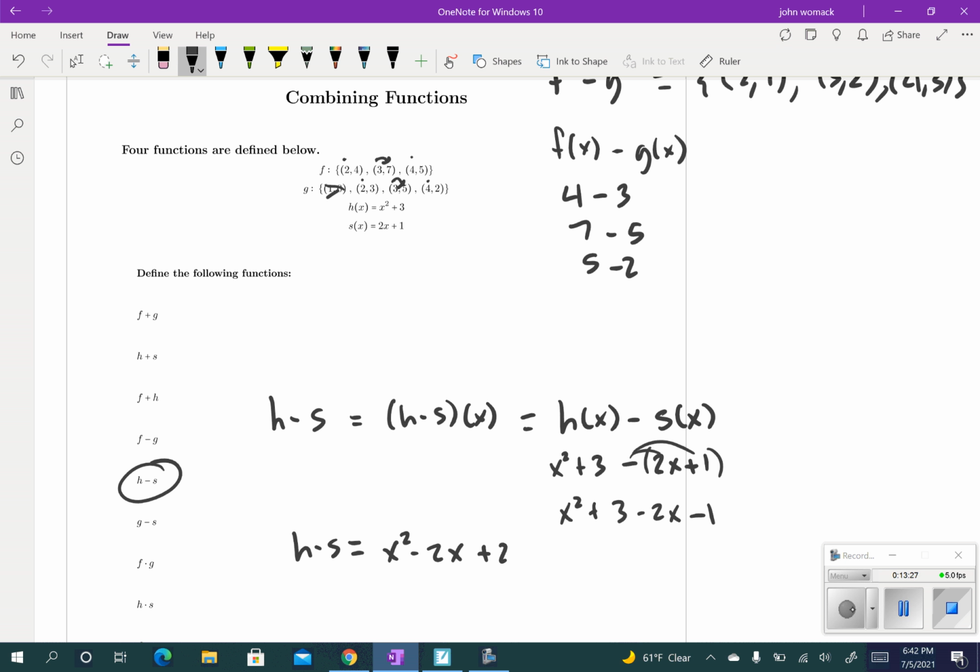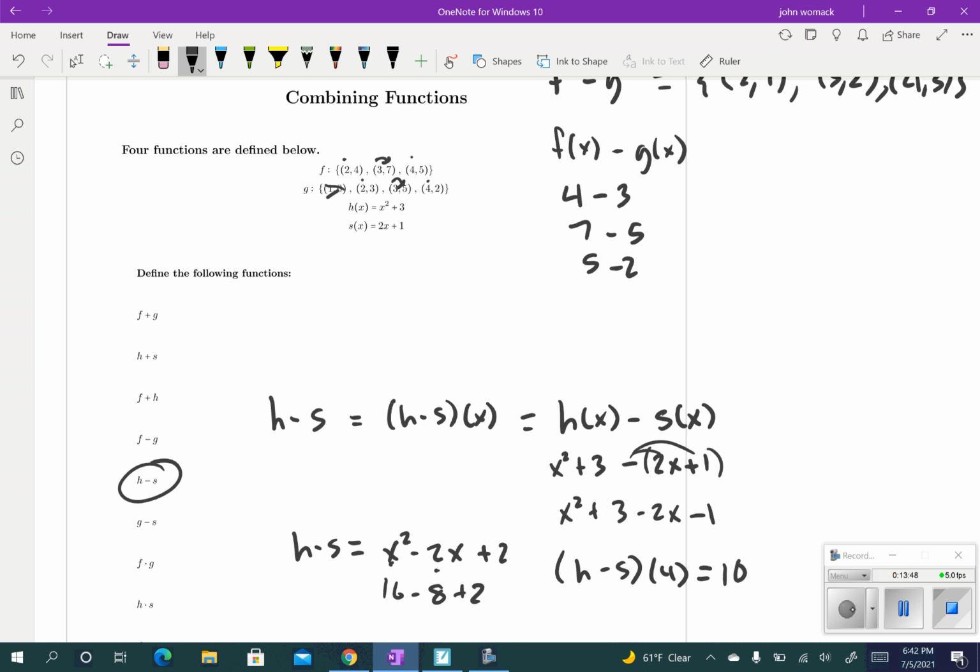Now I can plug any number I want in there. If I ask you to find what is h minus s of 4, all I do is plug 4 in here and plug 4 in here. So what's that? 4 squared is 16. 2 times 4 is 8. So 16 minus 8 is 8. 8 plus 2 is 10. And we have my answer.